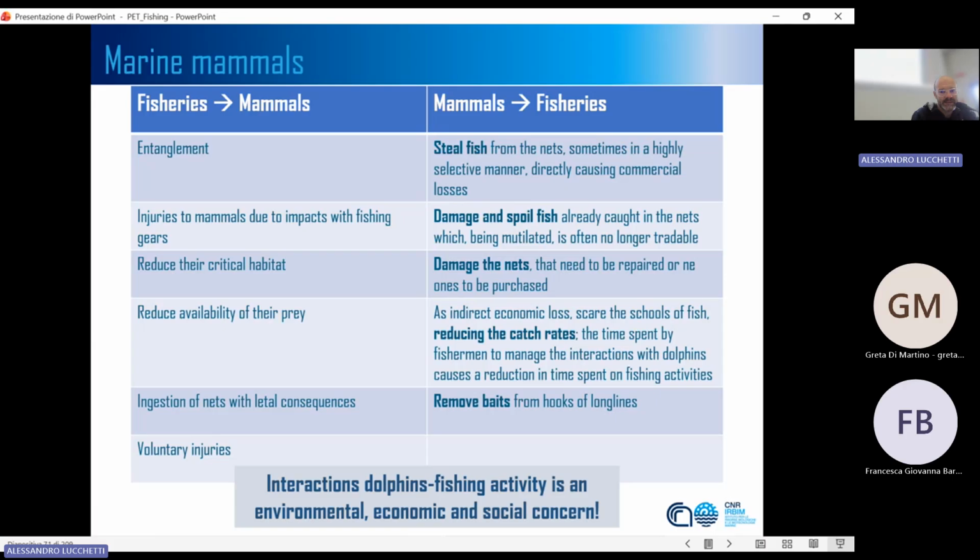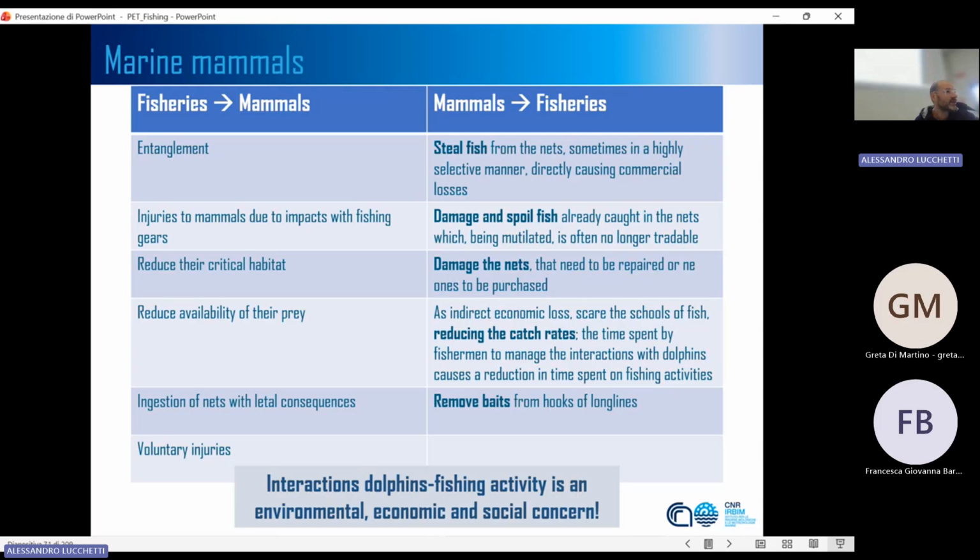For the marine mammals, here we have the different, let's say, problems that we have. The fishery poses a threat for mammals due to the entanglement, obviously, but also for the injuries. The dolphins can touch the net and can be injured due to this. But the fisheries can reduce the habitat suitability for certain species.